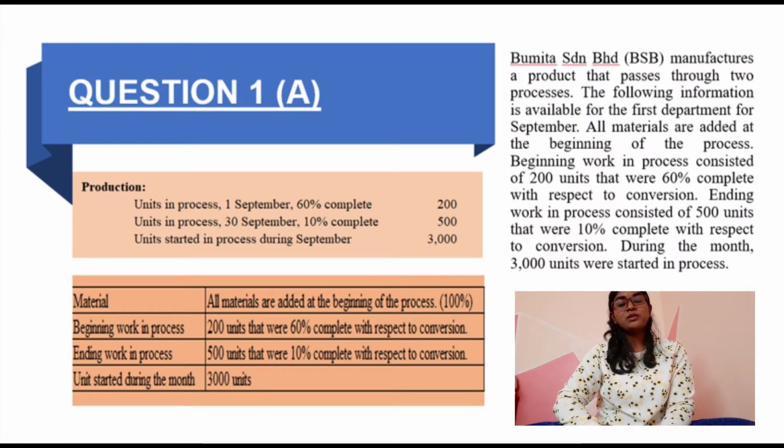I will be discussing question 1A. In that question, they've already mentioned that all materials were added at the beginning of the process. They've also stated the beginning work in process, which is 200 units, 60% with respect to conversion, and ending work in process is 500 units, 10% with respect to conversion, followed by units started during the process, which is 3000 units.